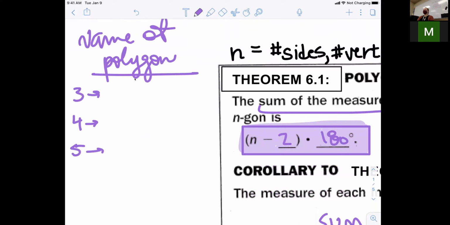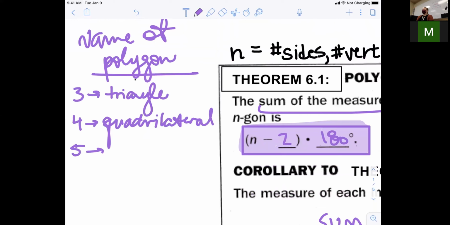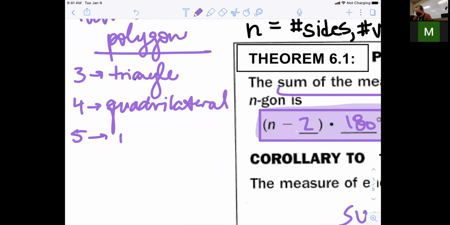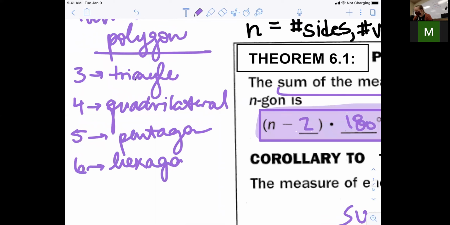So what's a 3-sided shape? Triangle. What's a 4-sided shape? Quadrilateral. Rectangle is not wrong, but I want a general shape. We could have also written square or rhombus or kite or trapezoid or something like that. What about 5? What's a 5-sided shape? Pentagon. What about a 6? Hexagon, with an X. Everybody with me?